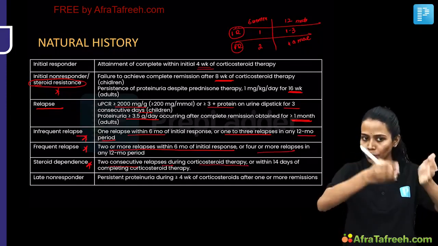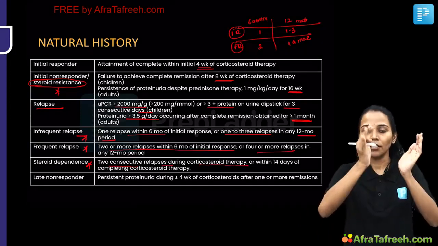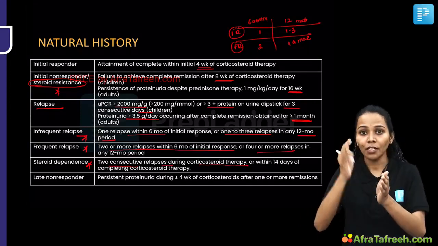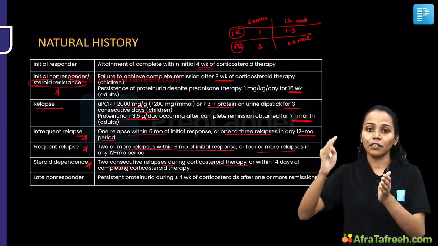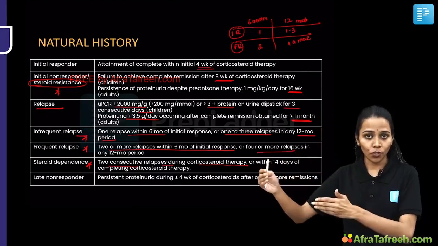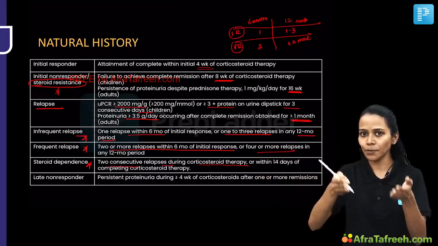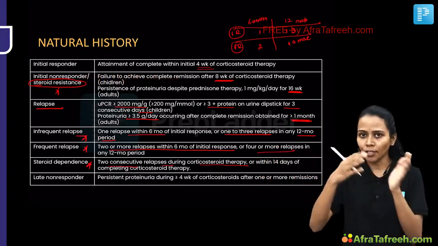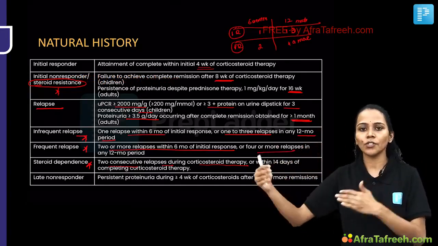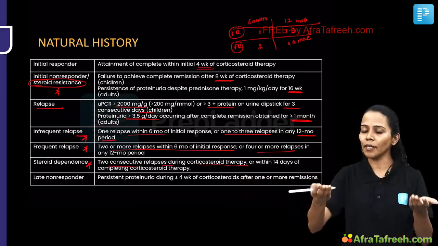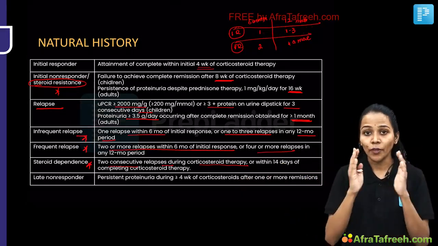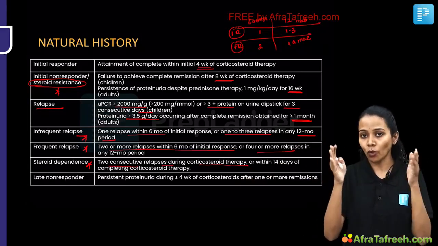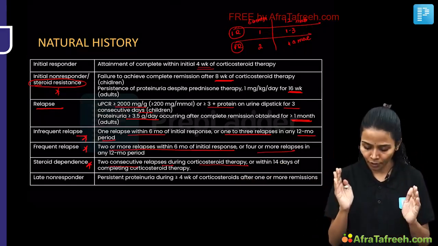That is, steroid you give to the patient goes into remission. Then while you start tapering the dose, again the patient develops relapse. Then you increase their dose, then again they go into remission. Then again when you start tapering, again they develop relapse. So when this happens 2 or more consecutive times, then you call it steroid dependence.